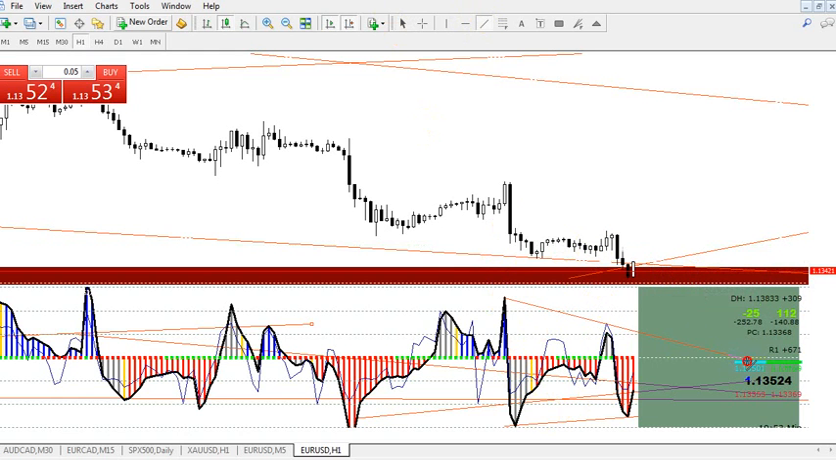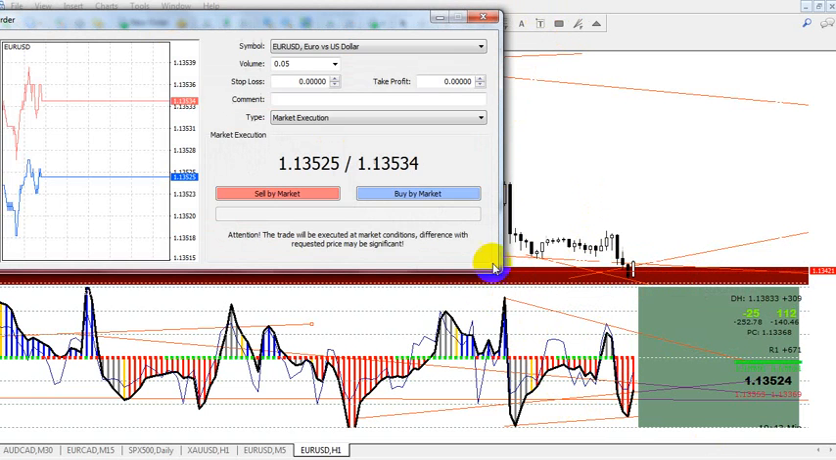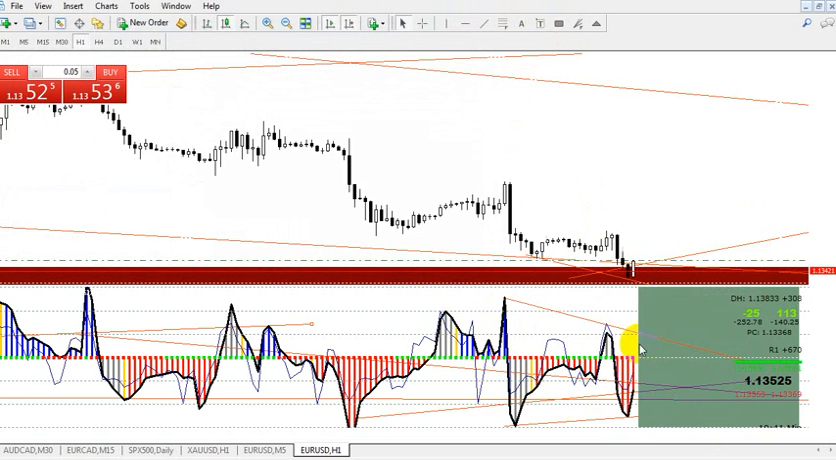So the divergence, if you are trading the forex divergence here, you can play right now. You can play with buy. So that's why I take buy. So my prediction is to this area. Okay. So my first target is like this, and second target to here. First target and second target.